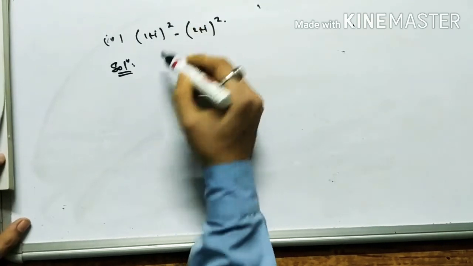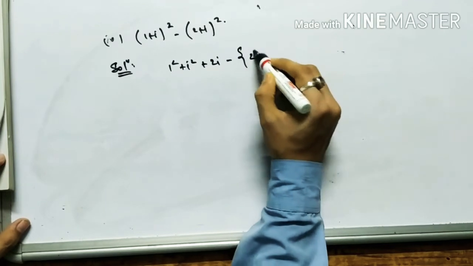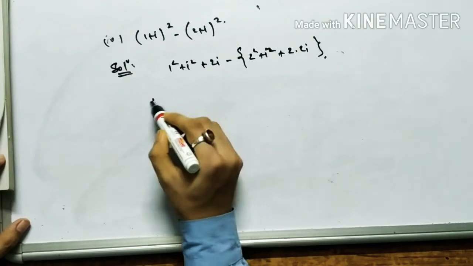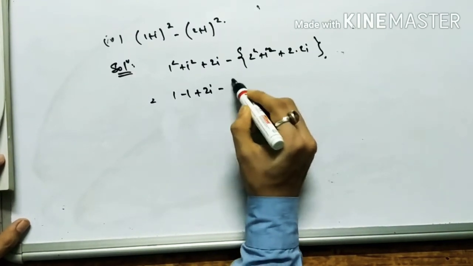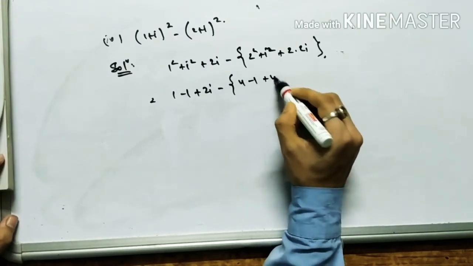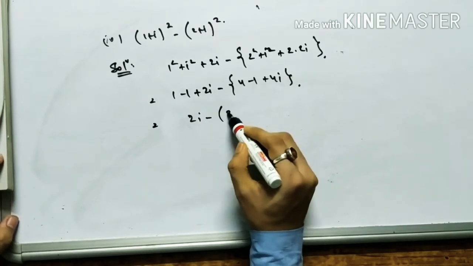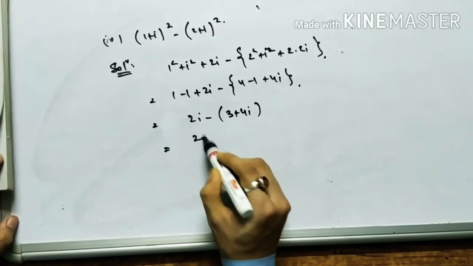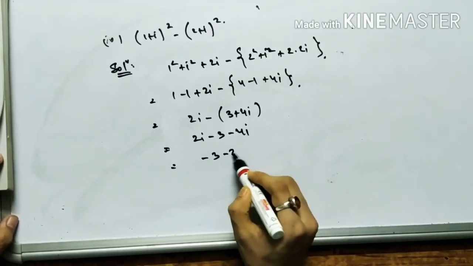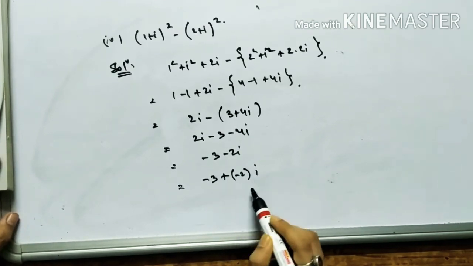Very easy. First of all, I will break this using the formula: 1 square plus i square plus 2i, minus the bracket 2 square plus i square plus 2 into 2i. So this is equal to 1 minus 1 plus 2i minus 4 minus 1 plus 4i. So this is 2i minus 3 minus 4i, which is minus 3 minus 2i. I can write it as minus 3 plus minus 2 into i.